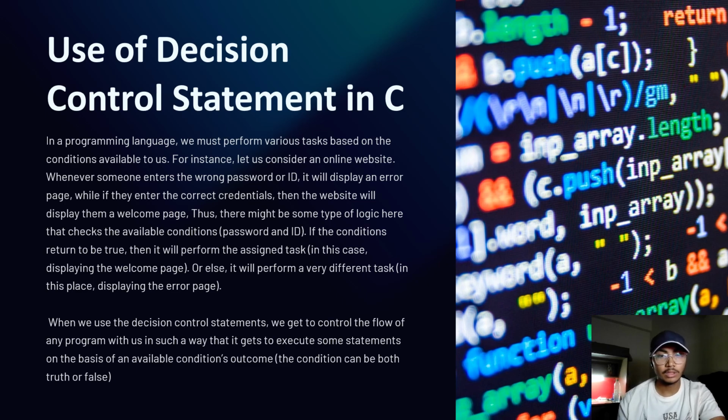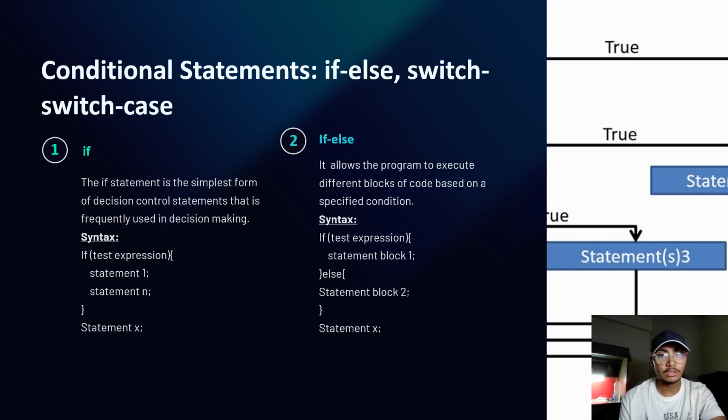When we use decision control statements, we can control the flow of a program in such a way that it executes some statements on the basis of available condition outcomes. The condition can be true or false. Conditional statements: if else. The if statement is the simplest form of decision control statements and is frequently used in decision making. If else allows the program to execute different blocks of code based on a specified condition. The syntax is given as follows.